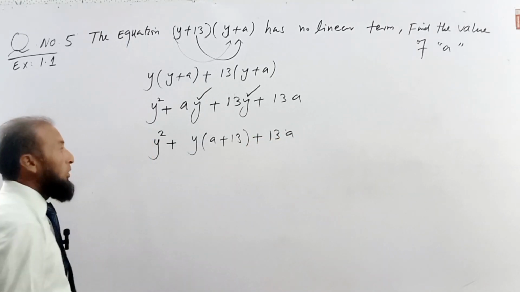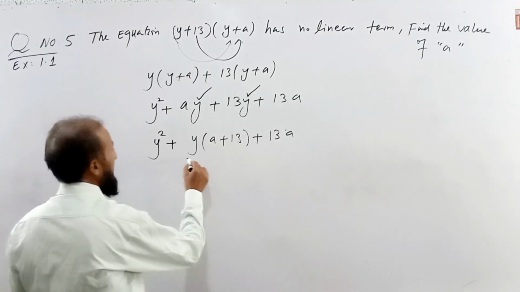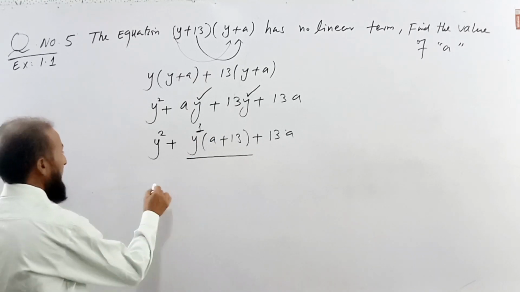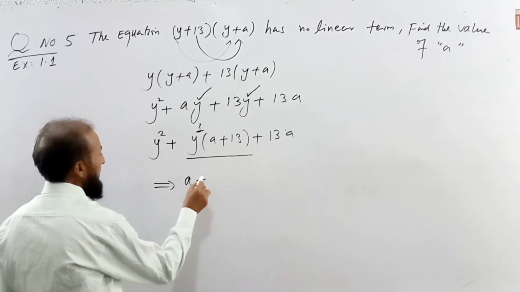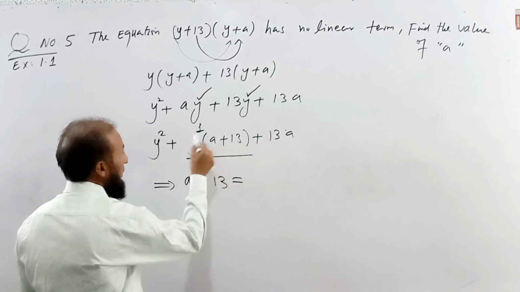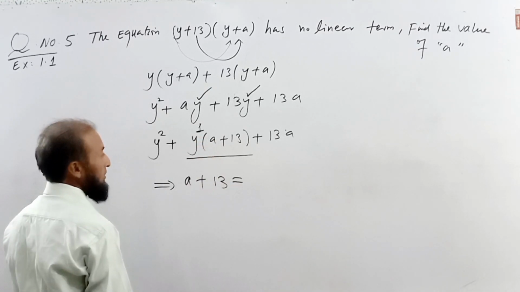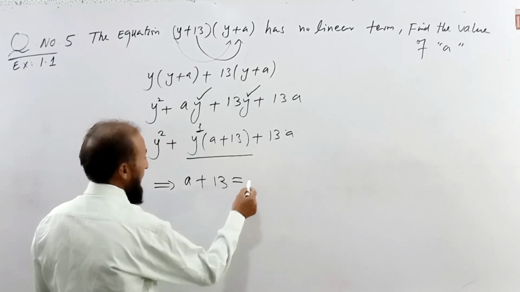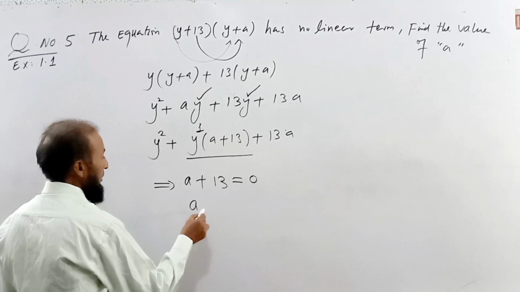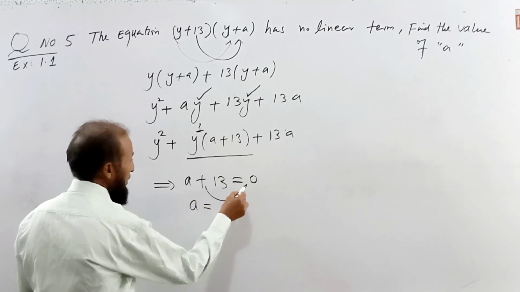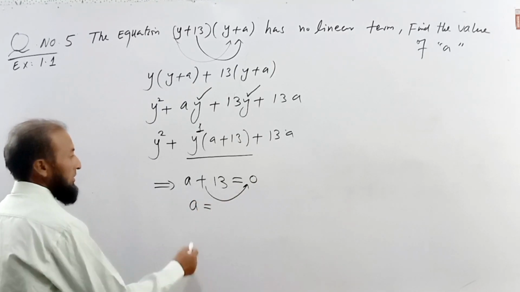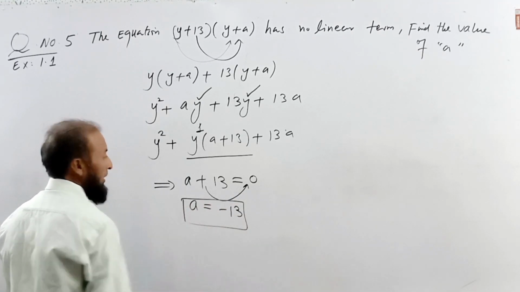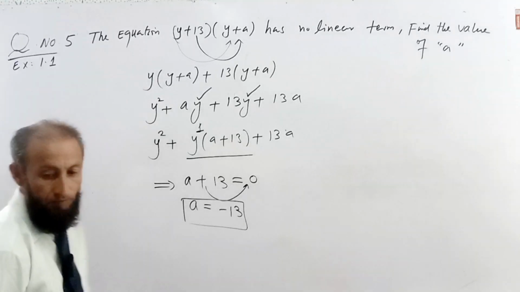But in the question there is no linear term, while here the linear term is available, where the power of the exponent is 1. So the coefficient of the linear term, the variable y with power 1, is a plus 13. So a plus 13 must be equal to 0. We move 13 to the right side, so the sign changes to minus 13. Hence the value of a is equal to minus 13.